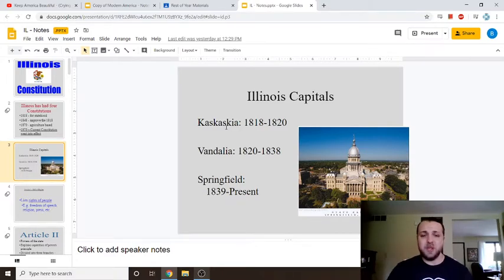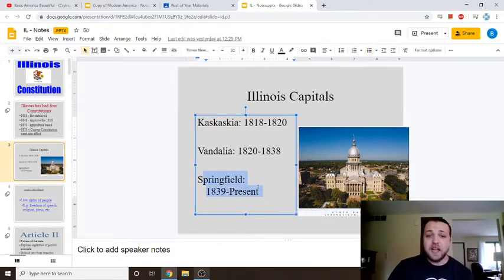You'd say, well, why'd they switch it? Well, Kaskaskia is on the Mississippi River, experiences flooding from time to time, and also isn't a very centralized location in the state. Vandalia was a little more centralized, made it easier for all of our state representatives to meet up in a time where they didn't have cars.